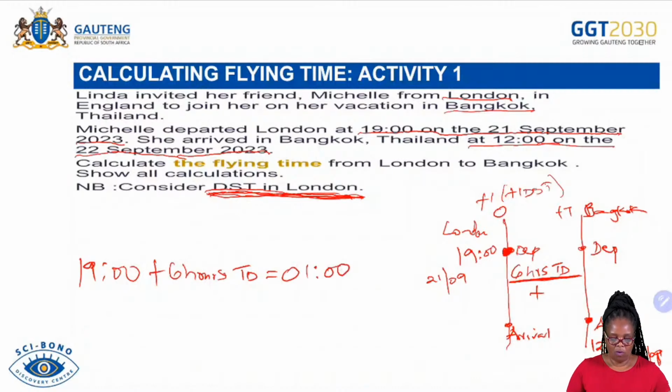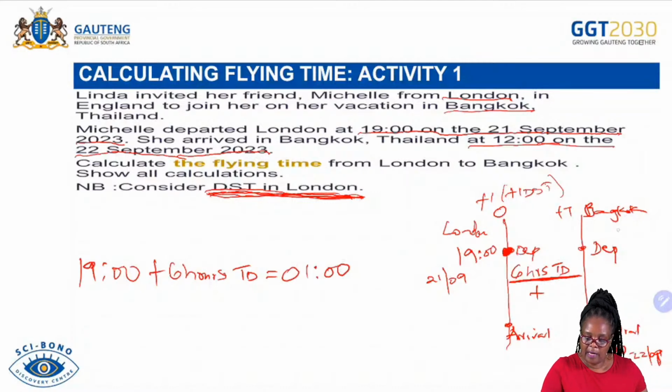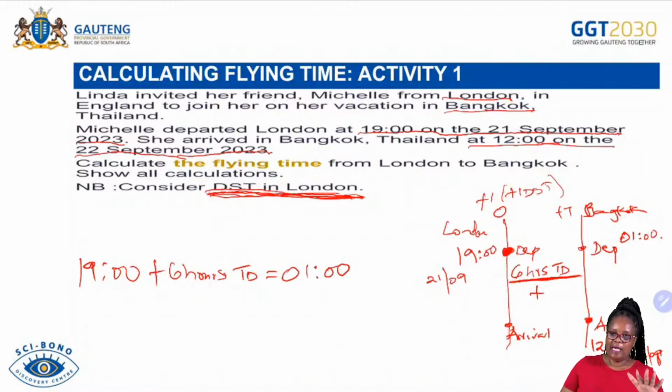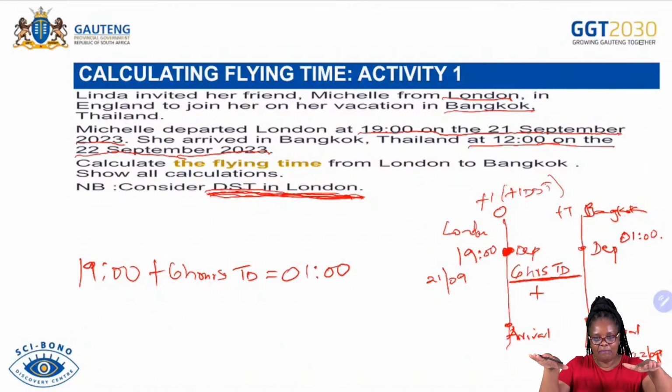Where is this 01? It is in Bangkok. Let me explain this. This is the first step. By the time it was 1900 hours in London, it was 0100 in Bangkok. This is the same time. It is 19 in London and it is 0100 in Bangkok.